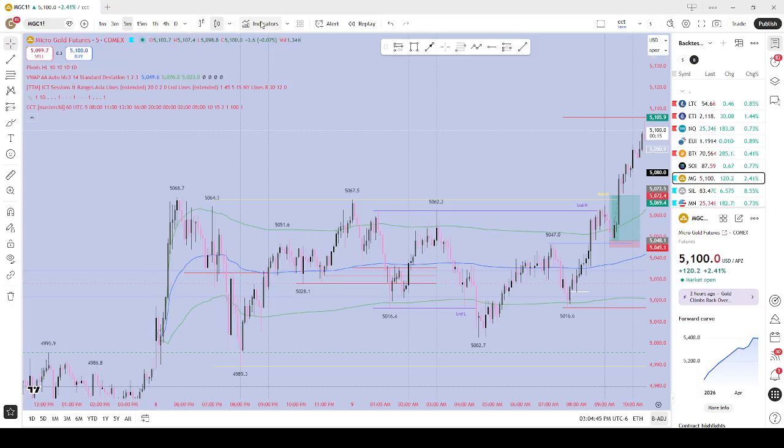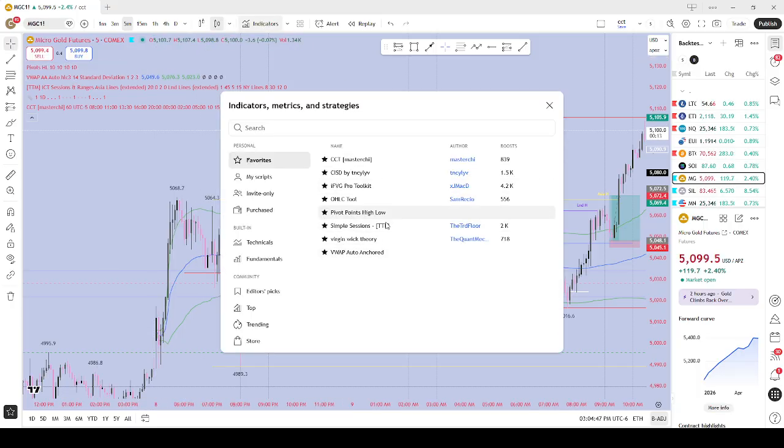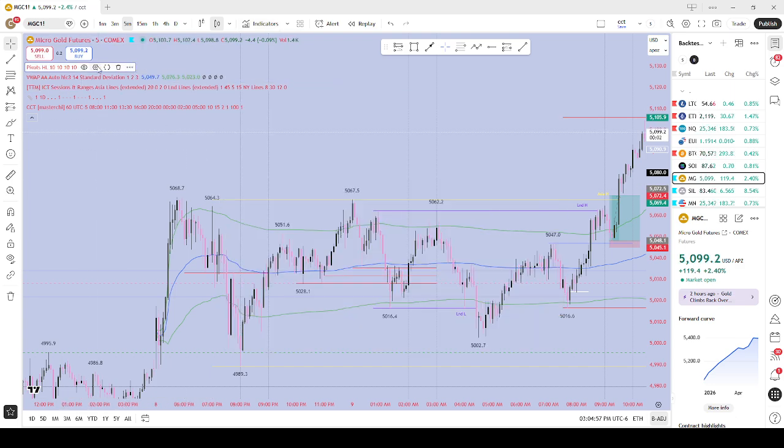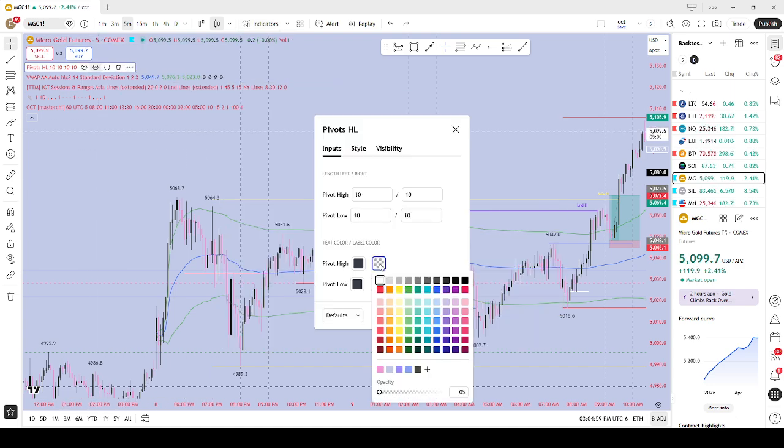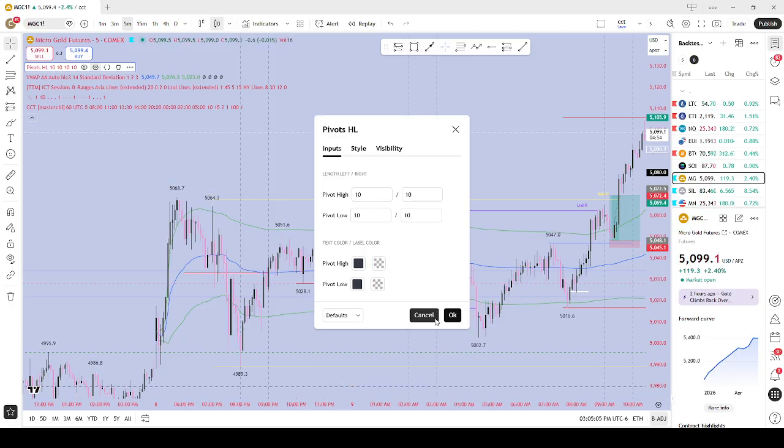This one is pivot highs and lows. It's literally this. There's nothing, no one. I think it's just by TradingView. Then the VWAP auto anchored. These are my first two. The settings, pretty simple. I erased the background because I don't like that. I don't know, too much. Simple.